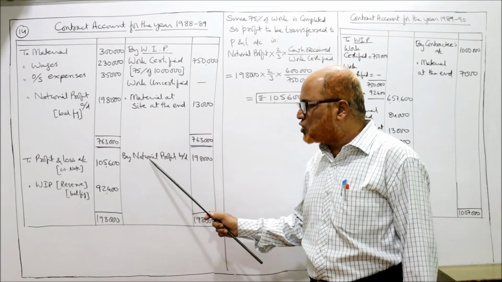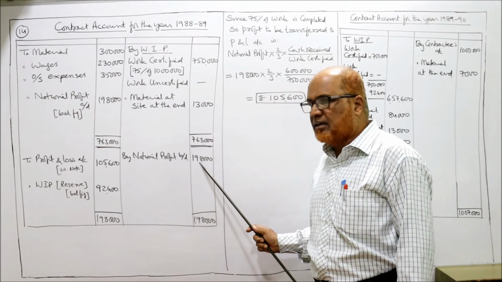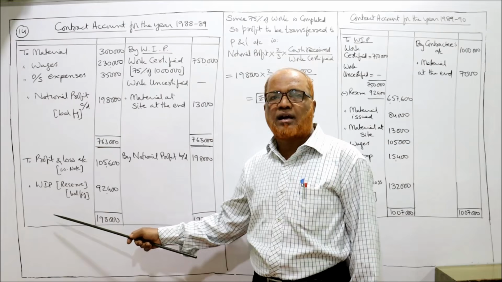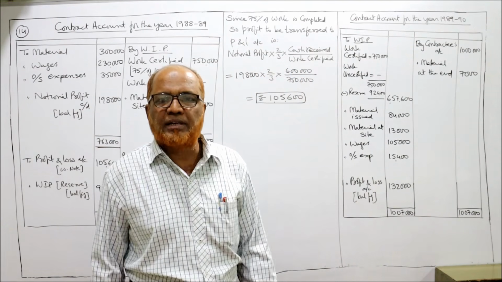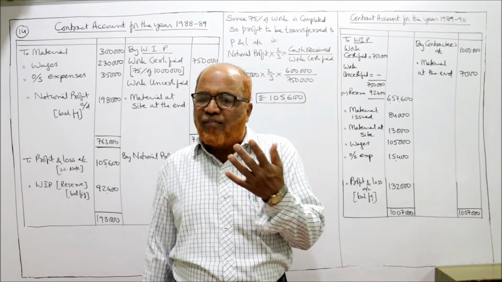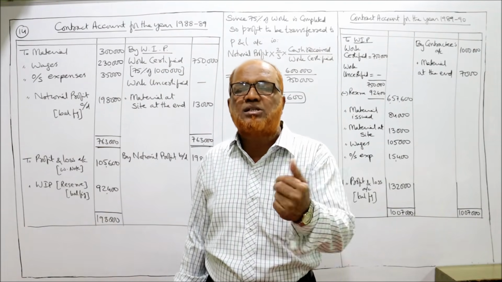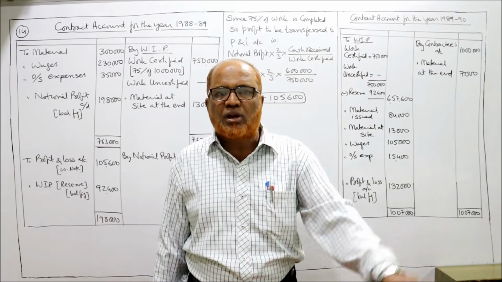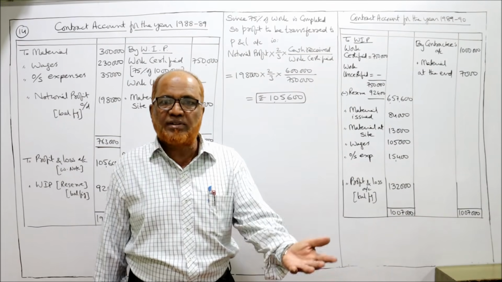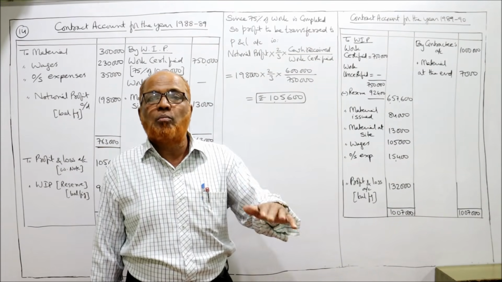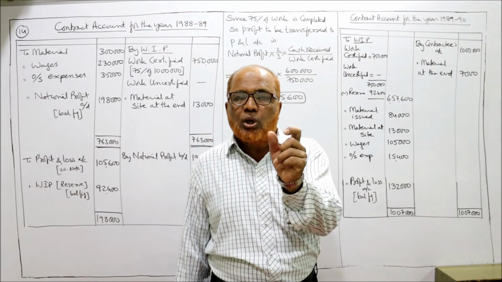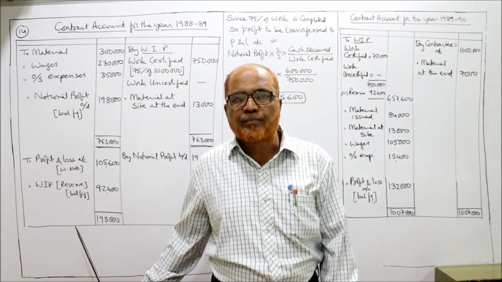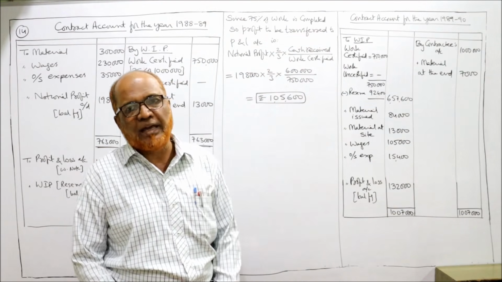Now, notional profit brought down, 1,98,000. Now we have to distribute it between the P&L account and reserves. That will depend on the percentage of work completed. There is no need to find out the percentage because it is given in the problem. 75% of the work is completed. That means more than 50% of the work is completed, so two-thirds of the profit will be transferred to the P&L account.